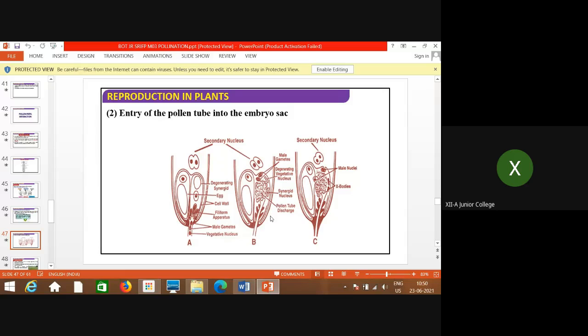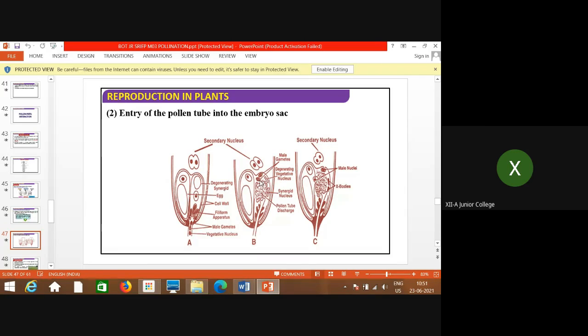You can see here, once this pollen tube enters through one of the synergids or sister cells, the pollen tube bursts. It degenerates. And once it degenerates, the vegetative nucleus, which is at the tip of the pollen tube, also degenerates, and these two male gametes are released free, right?